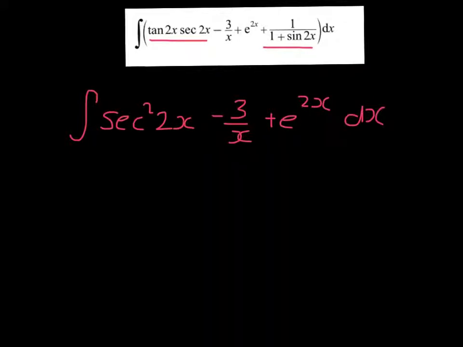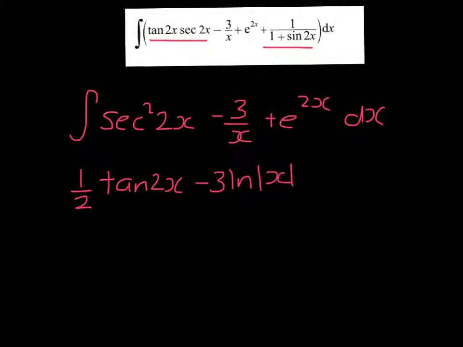Because it's a 2x, whenever I integrate it I'm going to get a half, and sec squared integrates to give tan. We have minus 3 times 1 over x, and 1 over x integrates to give the natural log of mod x. And if we integrate e to the 2x, we need to get a half e to the 2x, and always remembering our constant of integration.